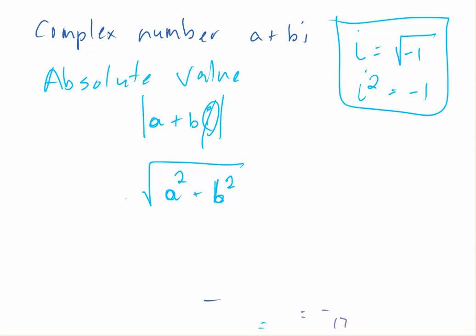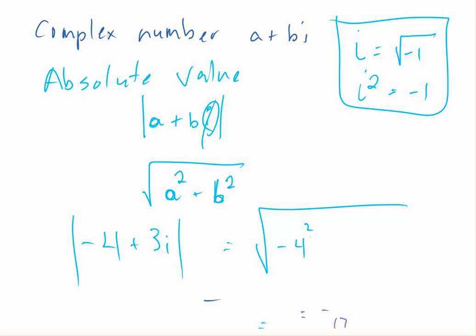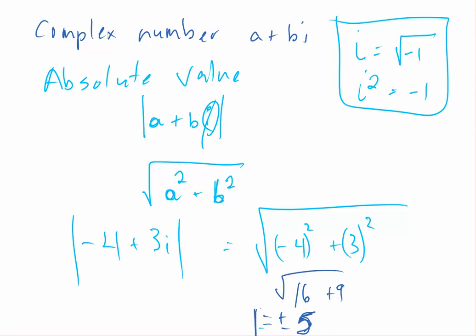So let's say we have an example. Okay, we have a complex number negative 4 plus 3i. We want to take the absolute value of that. We're going to plug it into this equation. Square root of negative 4 squared plus 3 squared. See what we get here. So negative 4 squared is 16, plus 3 squared is 9. That's 25, so the answer is 5. And of course, you know it's plus or minus 5.